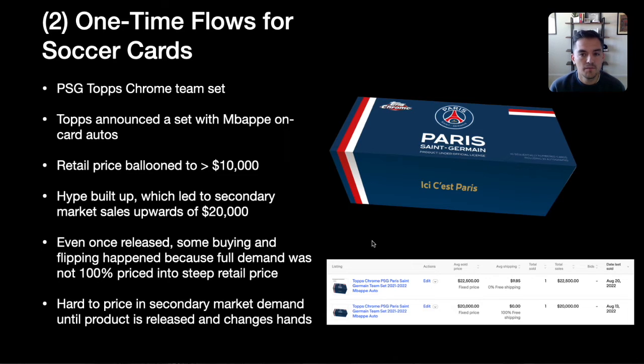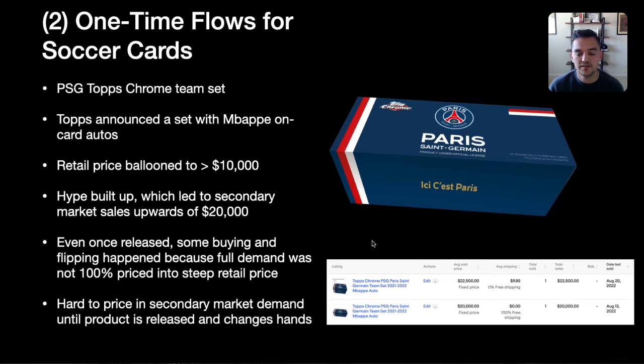You buy new boxes of something, you hold for a period of time, and sometimes the price of that can greatly increase. Some of that is built into the initial release, but then there's other unlocks that happen along the way that can increase the overall price. So that's an example of a one-time flow catalyst in the soccer card market.